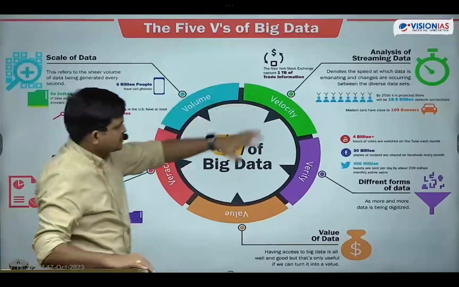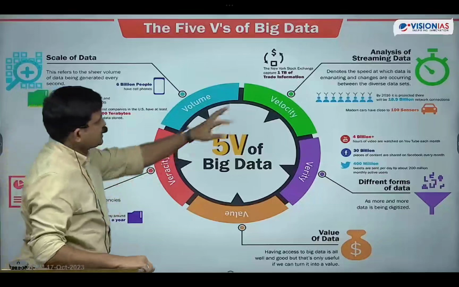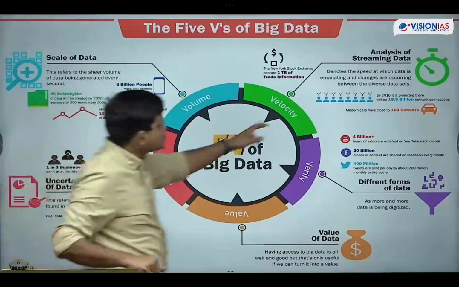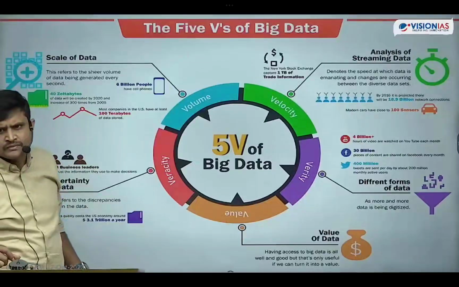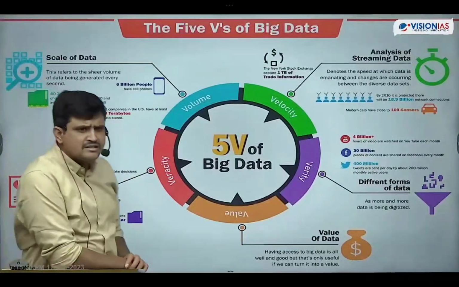These are the 5 characteristics of big data, students. What does the first characteristic mean? Velocity. Velocity means analysis of streaming data. We need to analyze the streaming data in a faster manner. Are you getting it, students? So that we call it an analysis of data.